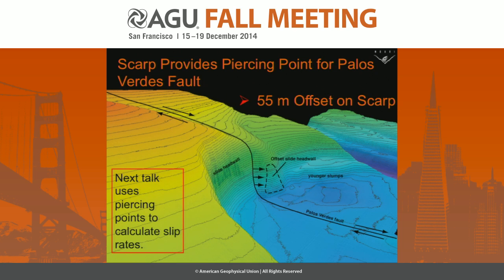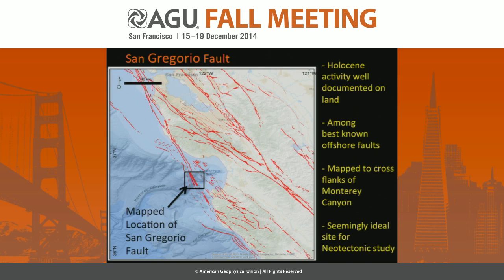Now, to actually get at the number which becomes almost most important for seismic hazard assessments, you want to know what the slip rate is. And you can do this by the offsets of features, and frankly the next talk, by Danny Brothers, is going to be using the piercing points in this survey to calculate a slip rate.